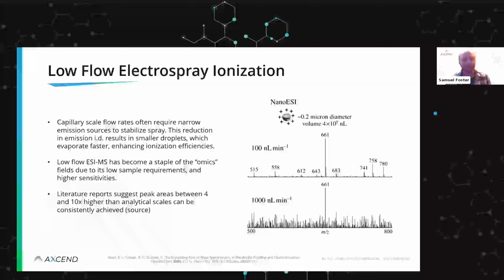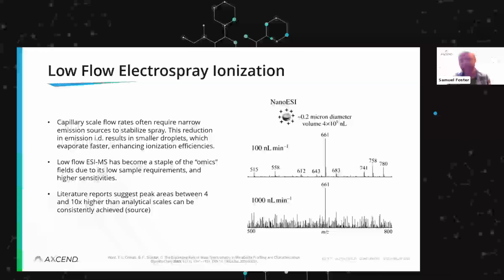And literature suggests that you can see anywhere between 4 to 10 times higher signals than analytical scale electrospray at the same mass loaded onto the column. And so this is a really powerful technique because you can take the same amount of analyte, load it onto a smaller column, and get 10-fold higher sensitivities. And so this is a really powerful thing, and it's become a staple of the omics community for years because of that.